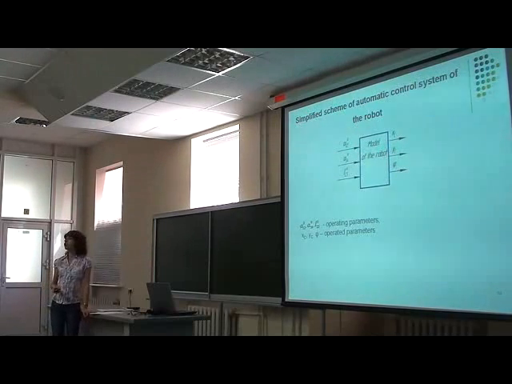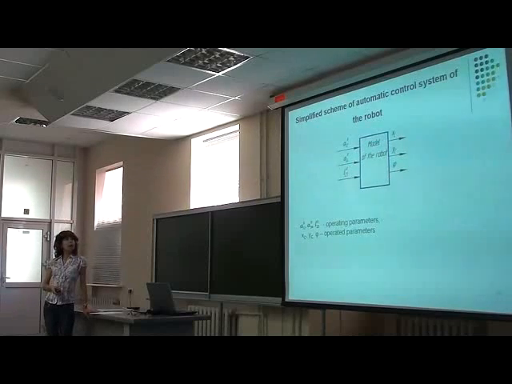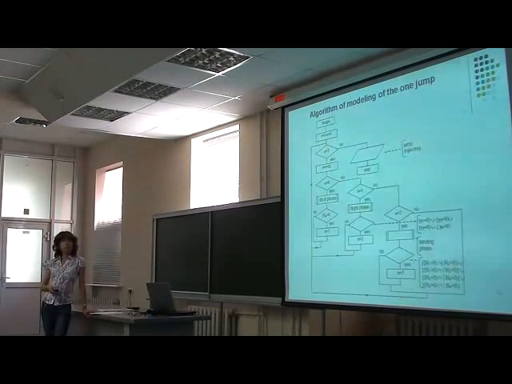Thus, it is possible to pass to a simplified control system of the robot, in which the operating parameters are angles alpha 12, alpha 34, and distance a23 of movement of the links of the robot, and the operated parameters are the general coordinates of the robot.